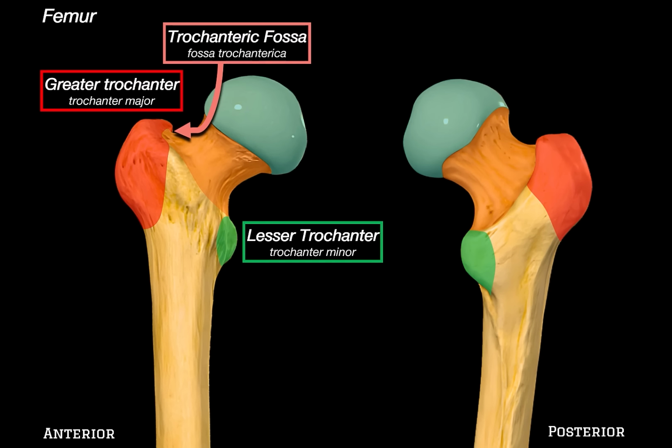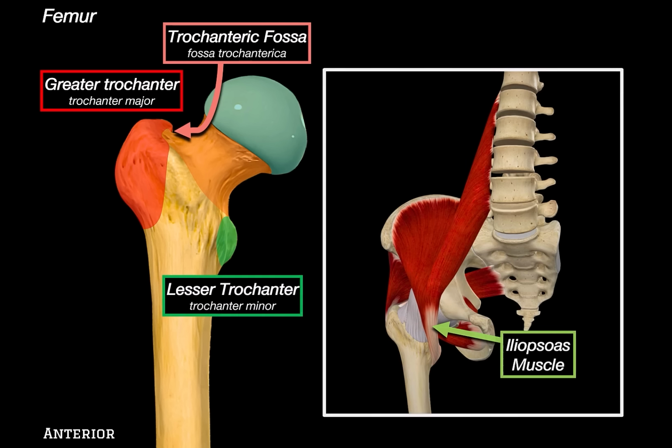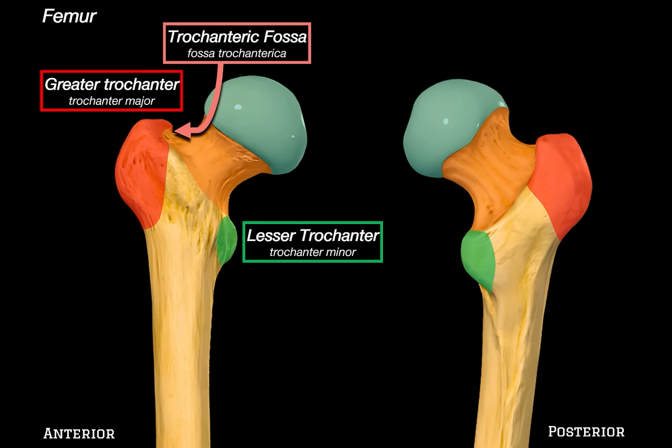Now, since we've got a greater trochanter, we also have a lesser trochanter. This is a smaller bony bump located on the posterior medial side of the femur, and it serves as an insertion point for the iliopsoas muscle, which is the main flexor of the hip joint. So every time you lift your knee or flex your thigh, this area is getting pulled at.